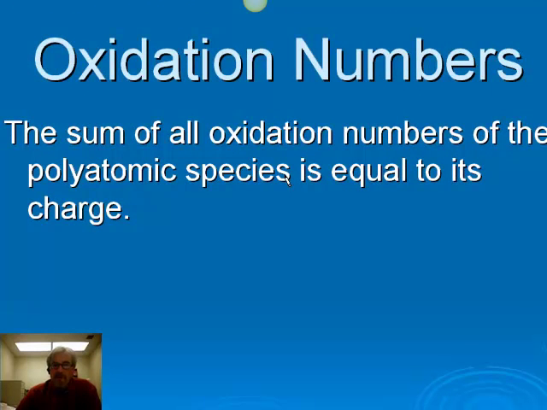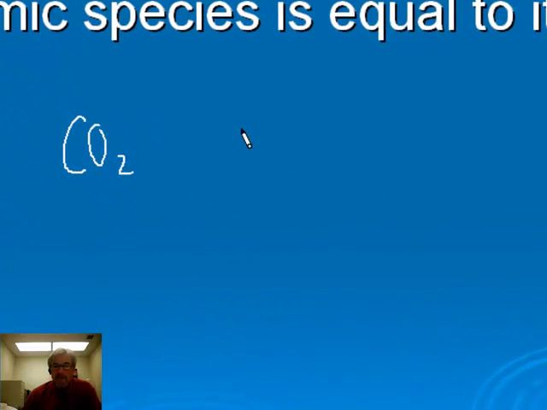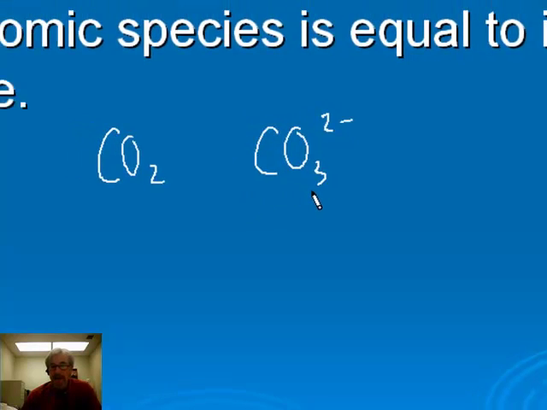Another rule: the sum of all the oxidation numbers of a polyatomic species, so that means a molecule or a polyatomic ion, has to be equal to whatever its charge is. So for example, let's say I had carbon dioxide. This is a neutral molecule, its charge is 0. So when I add up the oxidation numbers of the carbon and the 2 oxygens, they have to add up to 0. By the same token, if I had carbonate ion, CO3 2 minus, the sum of the oxidation numbers of the carbon and all 3 oxygen atoms would have to add up to -2.